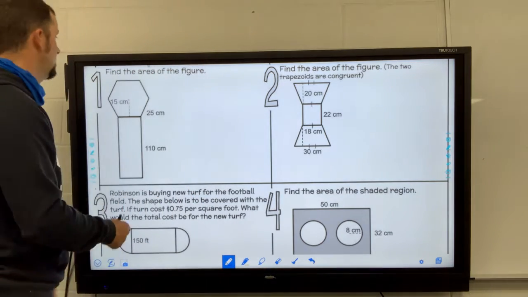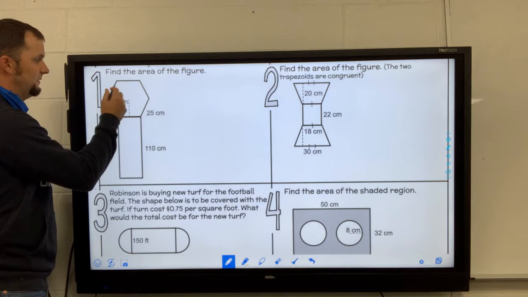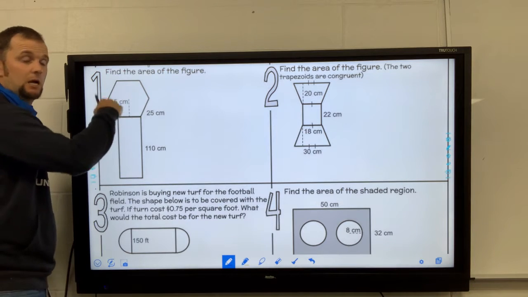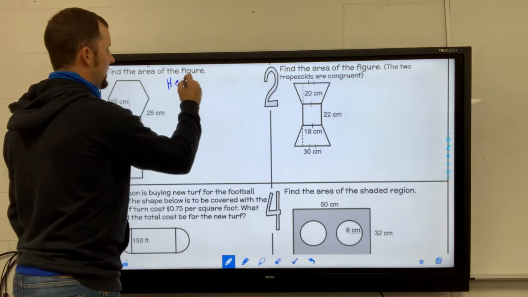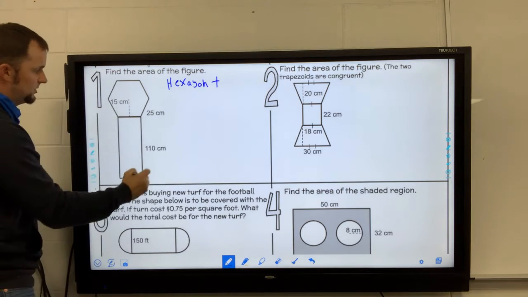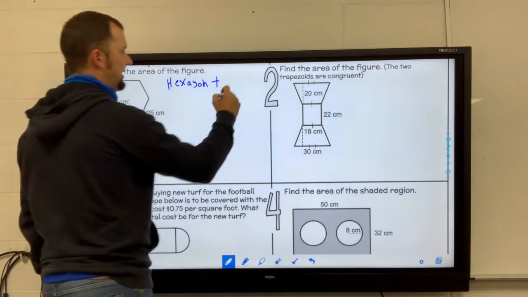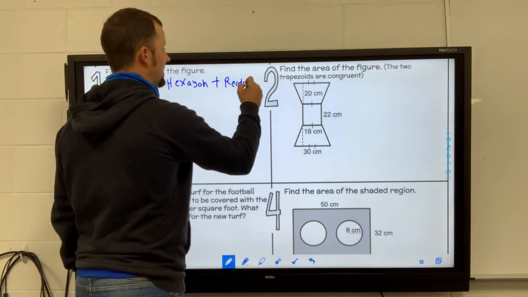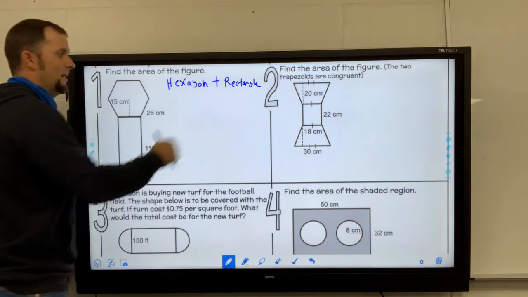So right now, if I look, I have 1, 2, 3, 4, 5, 6. So this is going to be a hexagon. That means I need to take the area of a hexagon. And I'm going to add, down here, this is just going to be a basic rectangle. So I'm going to add the area of a rectangle. This is what I'm going to add together.